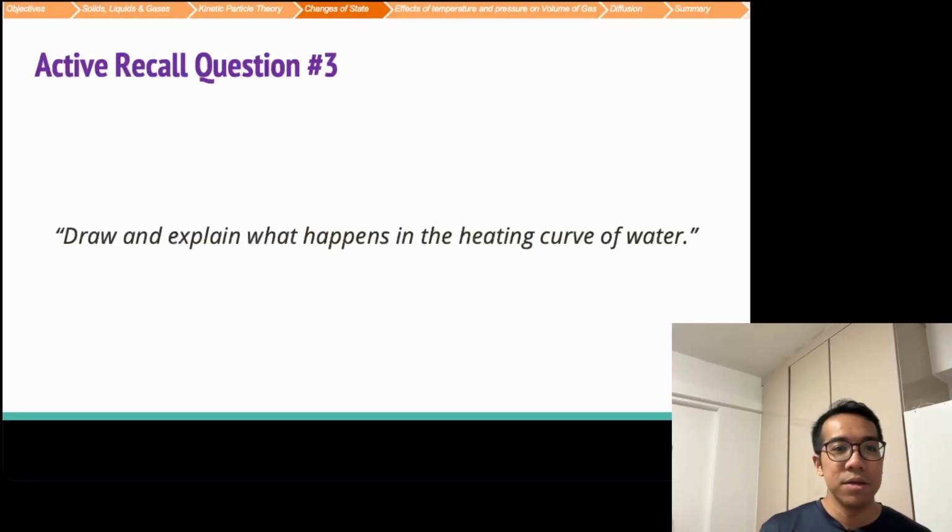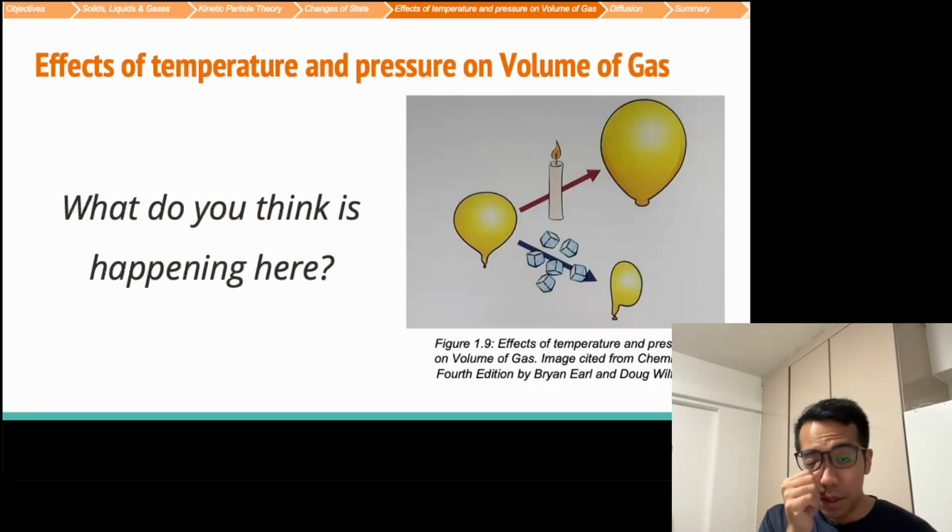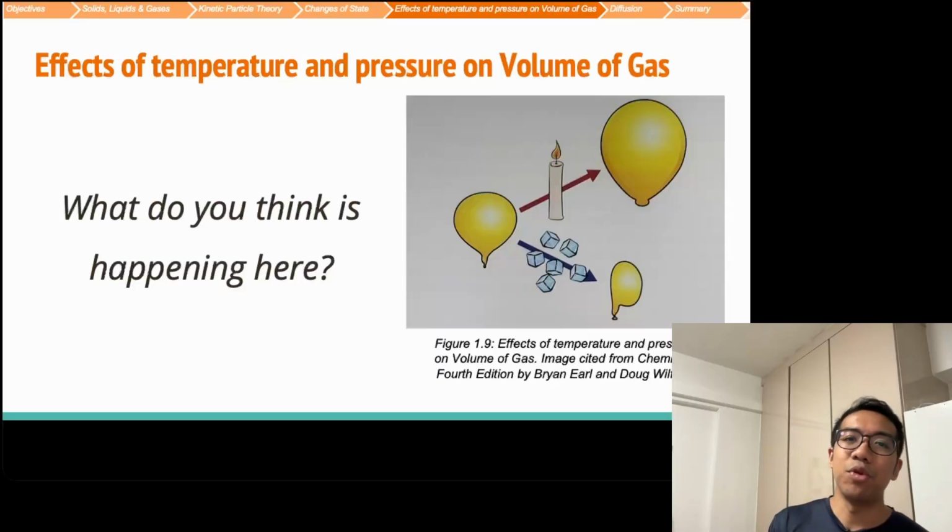Okay. When you are drawing your heating or cooling curves, it would help if you can talk through the entire process. See if you understand the crux of this lecture. Okay, so let's move on to something a lot simpler and more relaxing, I feel, at least. The effects of temperature and pressure on the volume of gas.